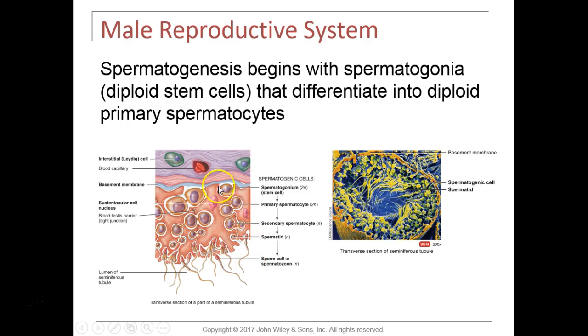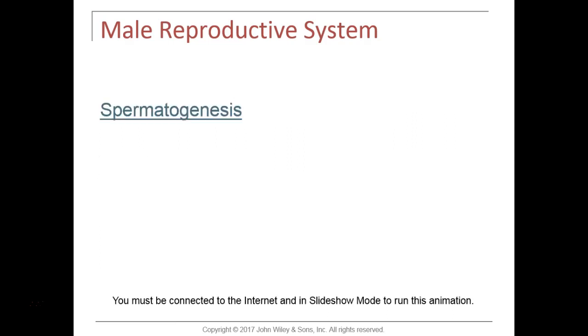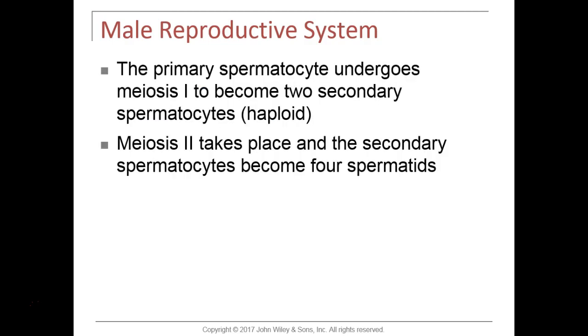So the cells migrate from the perimeter of the tube through to the middle of the tube called the lumen, and as these cells migrate from the perimeter to the lumen, they undergo meiosis 1 and then undergo meiosis 2 and produce the sperm cells. And we'll look at that a little bit more closely. So we have a link that you can review for the process of spermatogenesis.